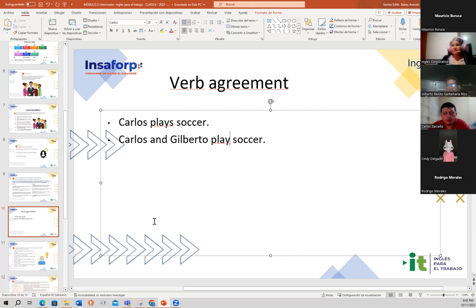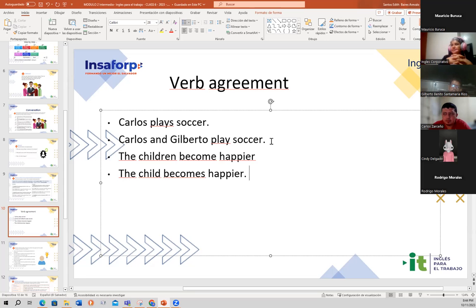And I can say the child becomes happier. The other example could be the children become happier. The child becomes happier. Okay. Correct. That is verb agreement. The verb will be according to the subject.